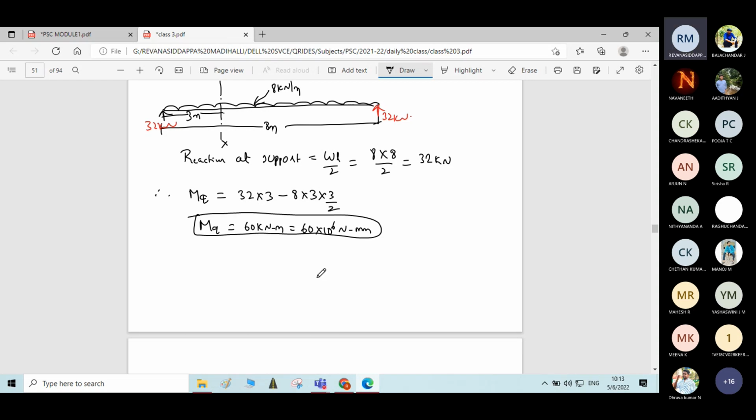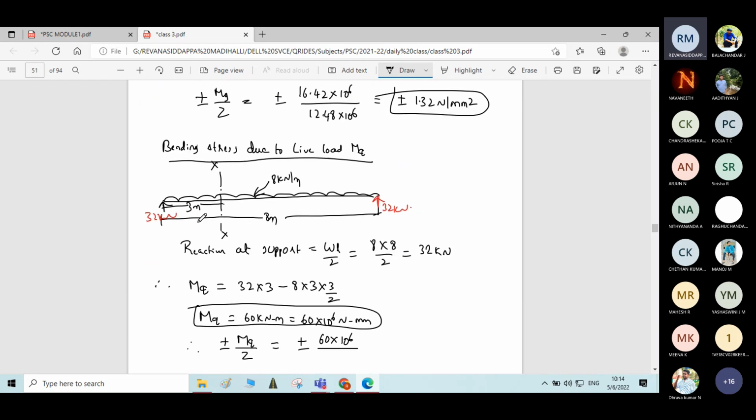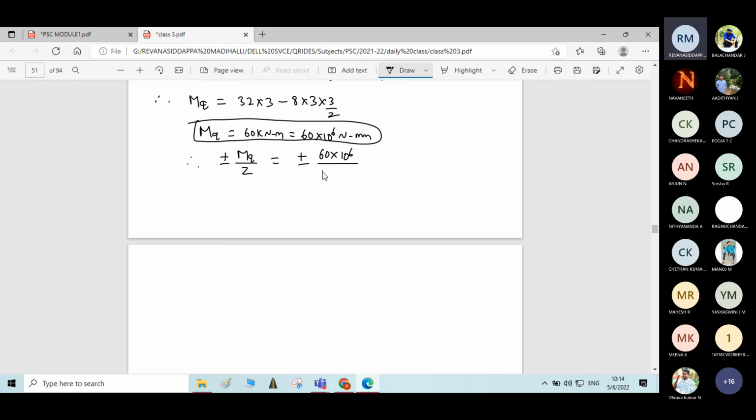So now you got the live load moment. You can calculate bending stresses due to live load moment. Therefore, bending stress is plus or minus MQ by Z, given by plus or minus 60 into 10 power 6 divided by Z value, 12.48 into 10 power 6. The answer you will get is plus or minus 4.81 Newton per mm square.